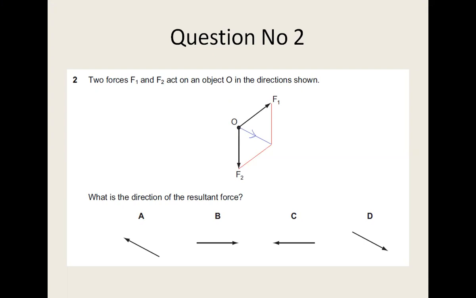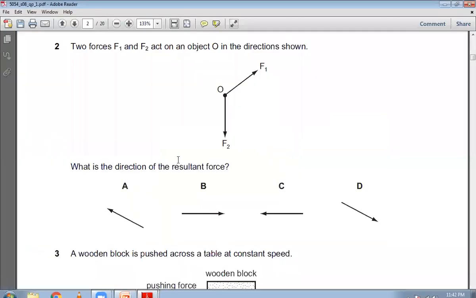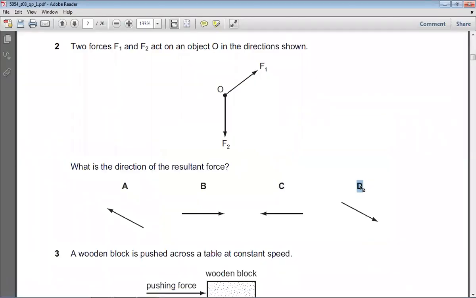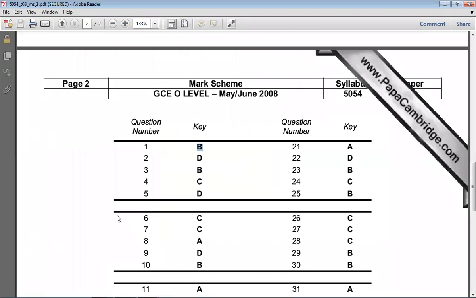So I think D looks the best option. What is the direction of the resultant force? I think D is the right answer, sir. So let's check from the marking scheme. Okay, so let's have a look at the marking scheme. Question number 2, D is the right answer.